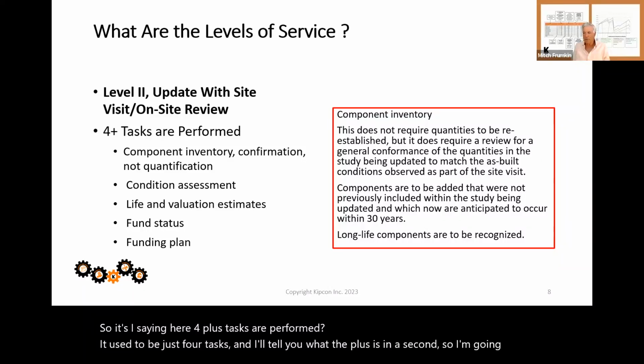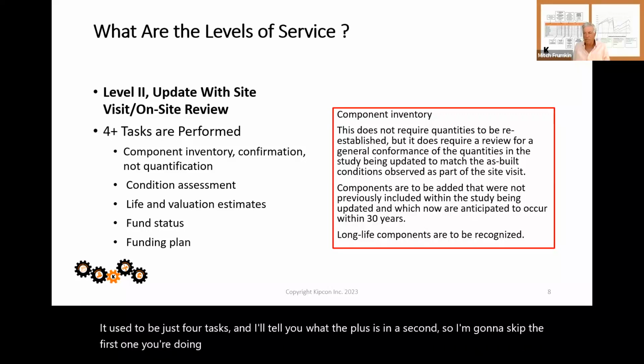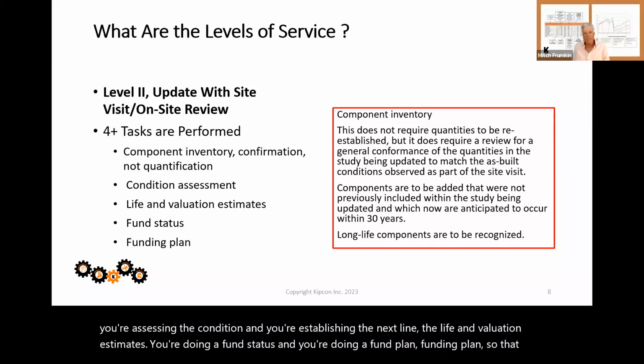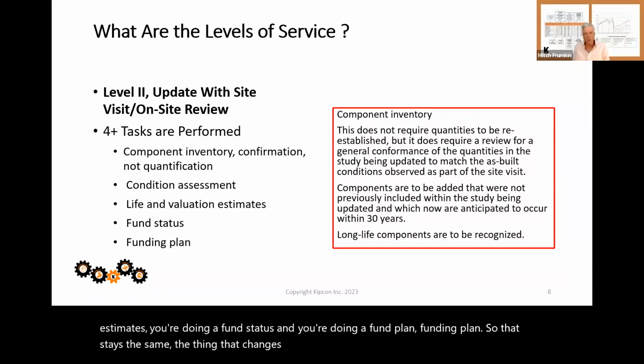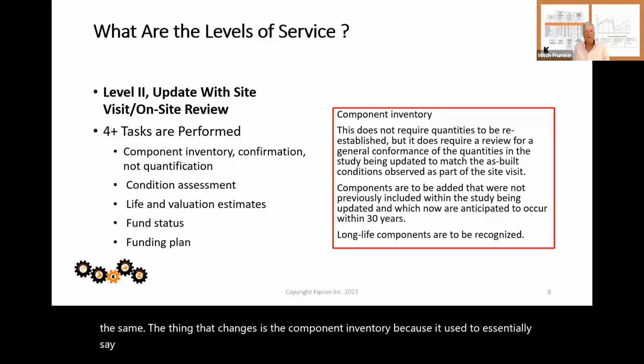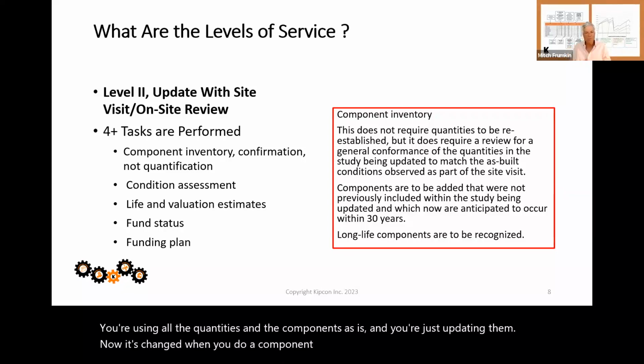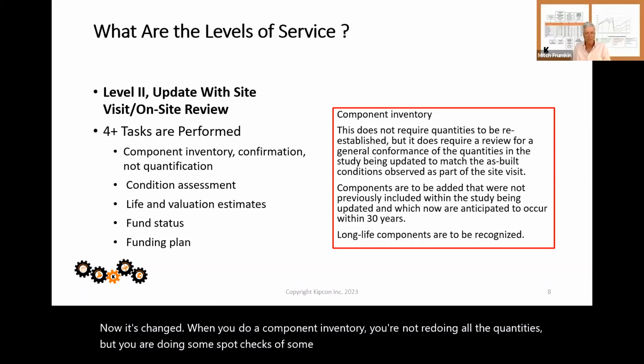So I'm going to skip the first one. You're doing a condition assessment, because you're going out to the site, you're assessing the condition, and you're establishing the next line, the life and valuation estimates. You're doing a fund status, and you're doing a funding plan. So that stays the same. The thing that changes is the component inventory, because it used to say that you're taking an old study, you're using all the quantities and the components as is, and you're just updating them. Now it's changed. When you do a component inventory, you're not redoing all the quantities, but you are doing some spot checks of some of the quantities to make sure they're right.